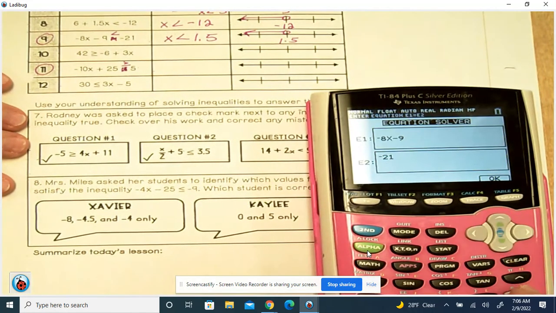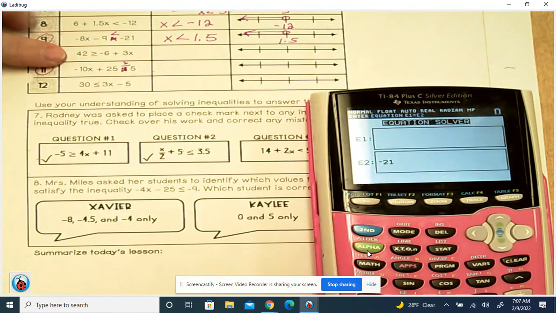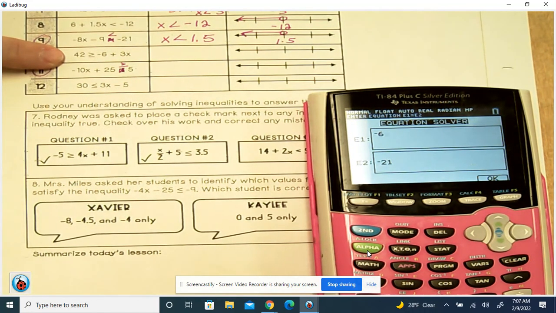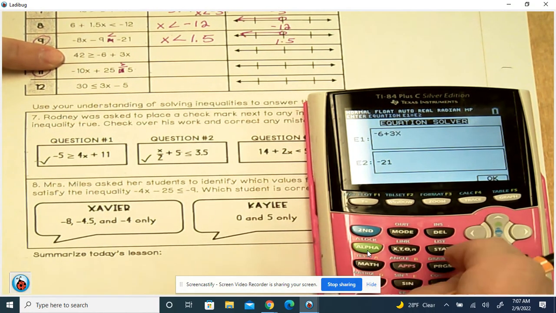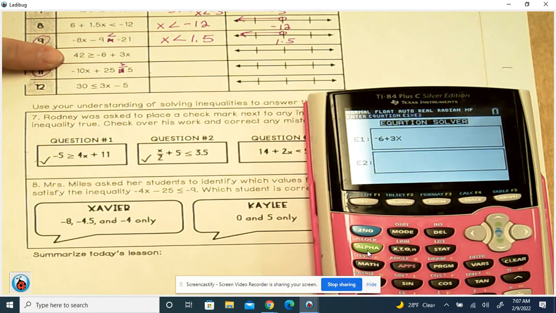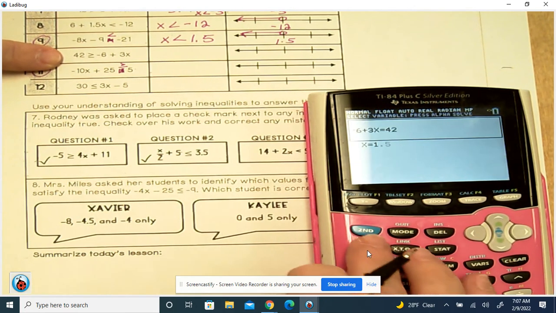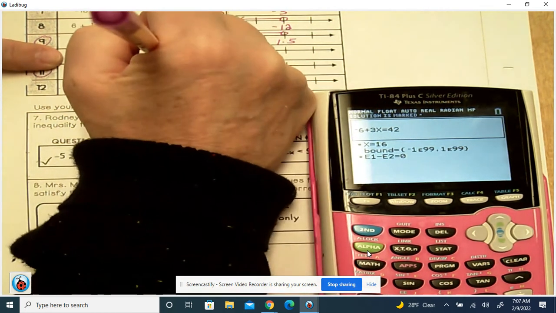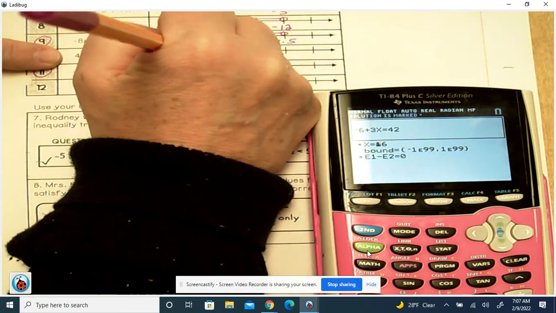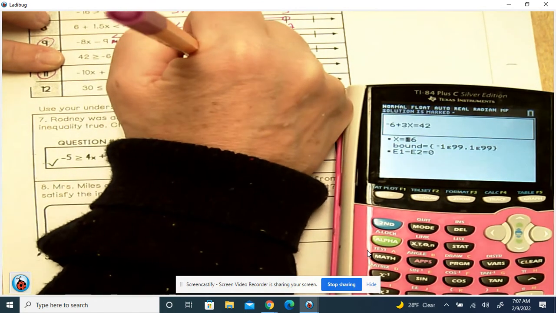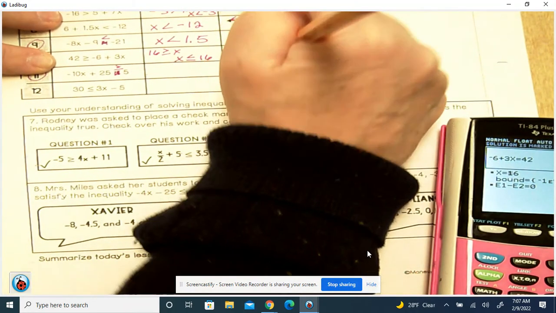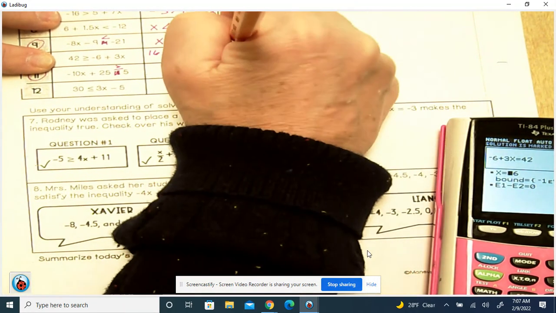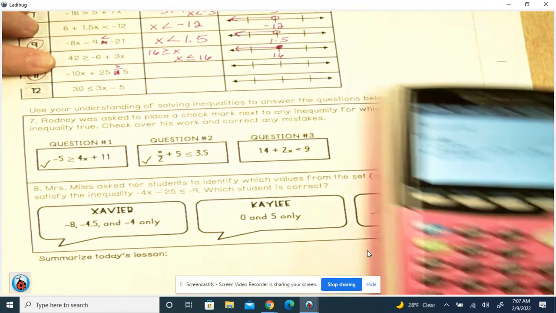Go up here, go up and clear. I've got negative 6 plus 3x. Go down and hit 42. Enter, alpha, enter, and 16. So we've got 16 is greater than or equal to x, or x is less than or equal to 16. 16, closed circle, shaded to the left.